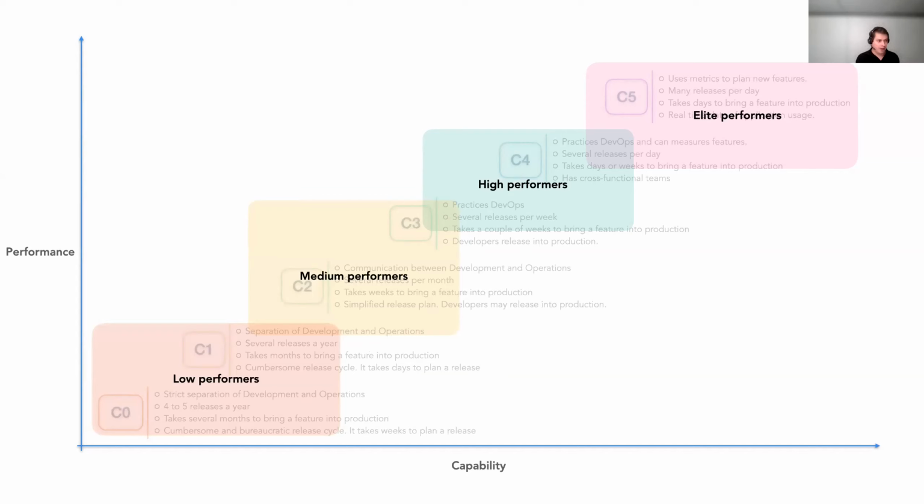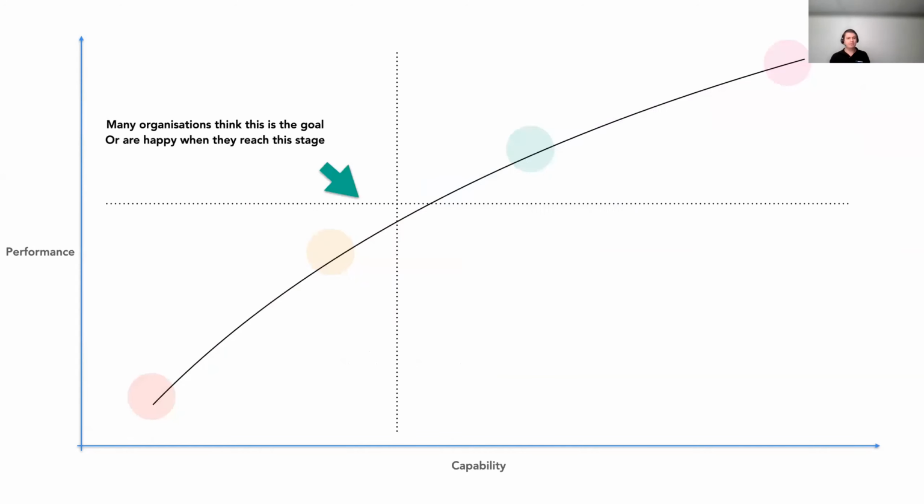What I have also observed in these many years is that many organizations think this is their goal or are happy when they reach this state. They are not high performance. They are just in the middle of the graphic, and they think, well, we just made it because we are on the cloud and we deploy more or less frequently. Our cloud migration was successful. We are done. But this is not the case. This is just the beginning. This is the initial setup for the rest of the journey.